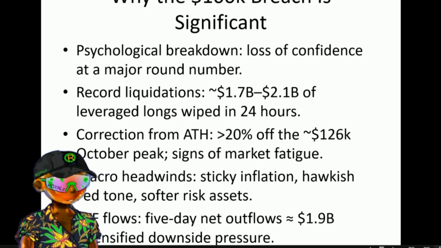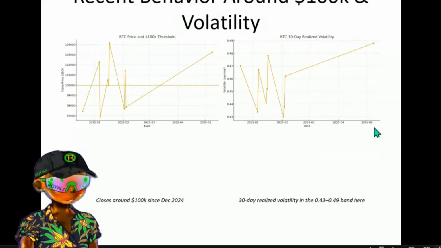And the macro headwinds, right? We've got sticky inflation and a hawkish Fed tone. The Fed didn't want to come out and commit to anything for December. People are getting a little restless about it. Inconsistency is never good for the market. Softer risk assets right now, people are pulling away from risky assets at the moment. And with the ETF flows, a 5-day net outflow of 1.9 billion. What is the world preparing for? So there's a lot going on that gives plenty of reasons why you should run away from all of this.